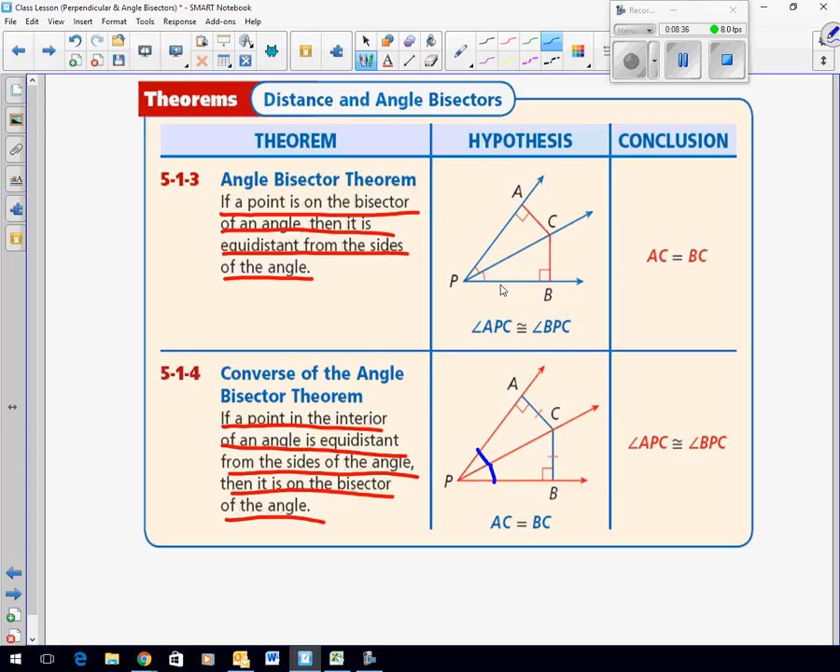If I tell you that AC is congruent to CB down here, is triangle APC congruent to triangle BPC? If it is, how? Is it the CBC? It is.